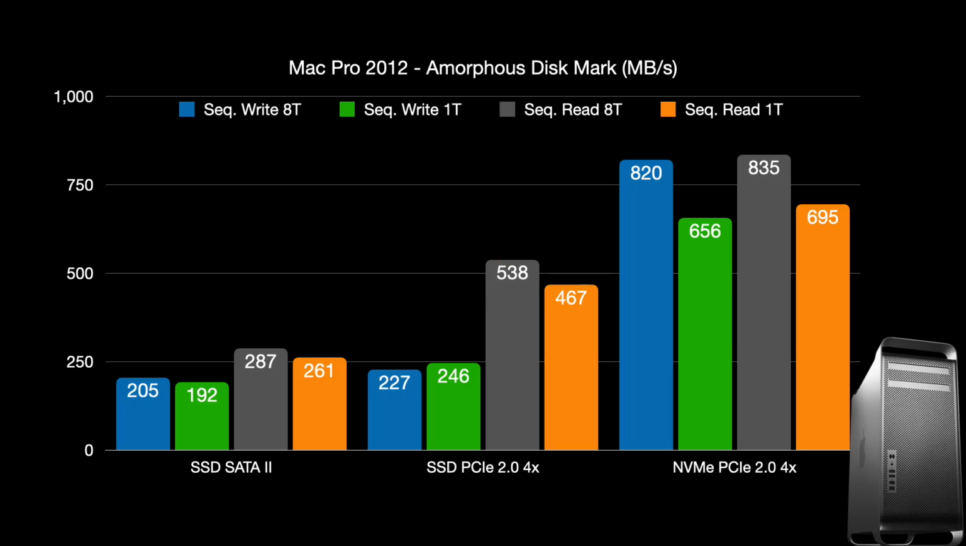And obviously the very fast NVMe reaches speeds between 650 and 830 megabytes per second. So that's a huge increase when you exchange the SSD for the NVMe.